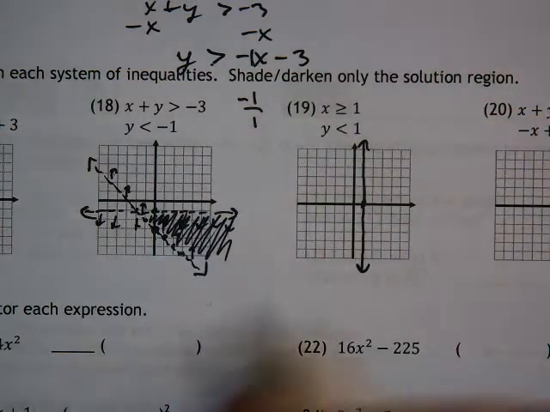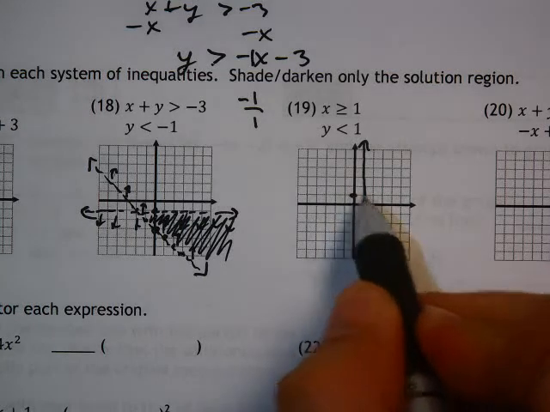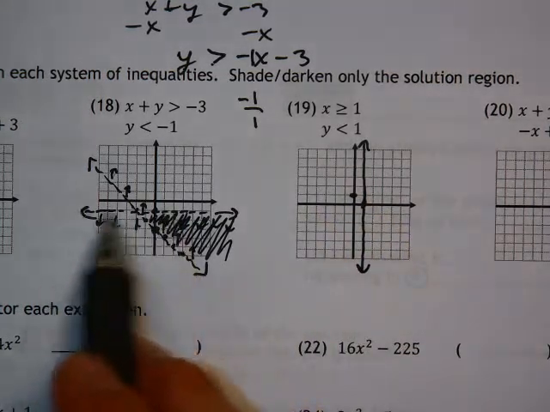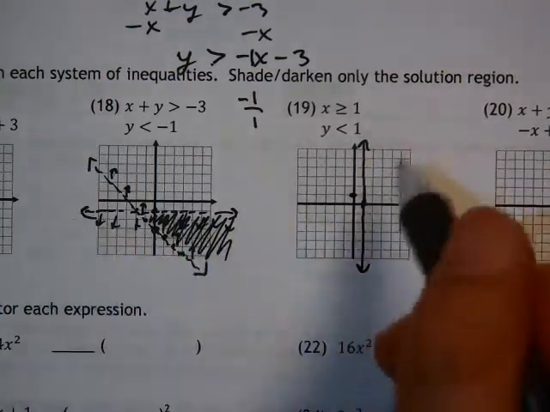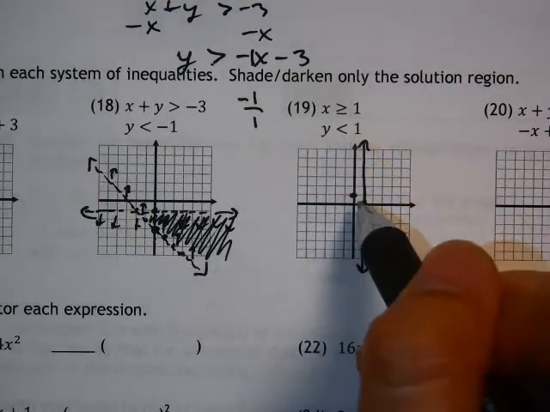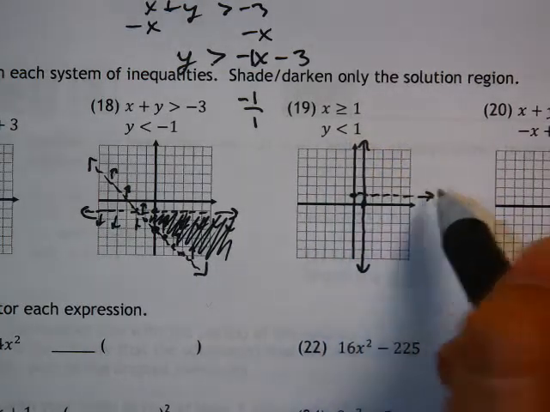The y less than 1 gives me an intercept at positive 1. And like this one, this dashed line was horizontal through negative 1. Now I'm going to have a dashed line, there's no "or equal," through that positive 1.